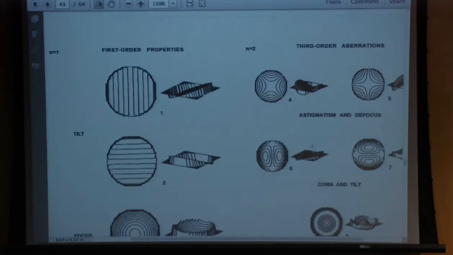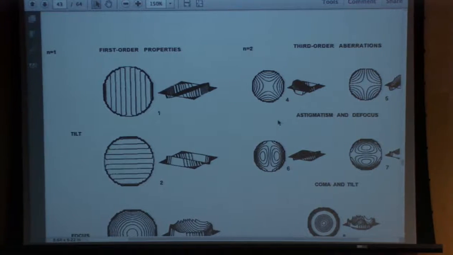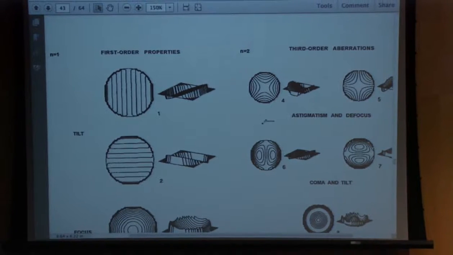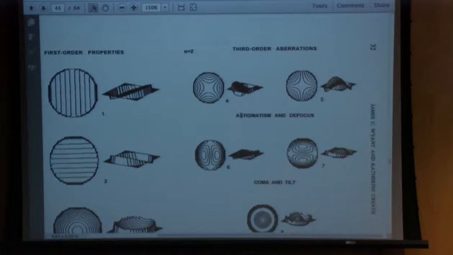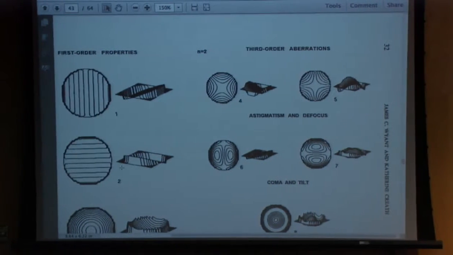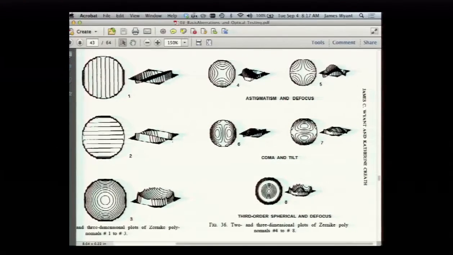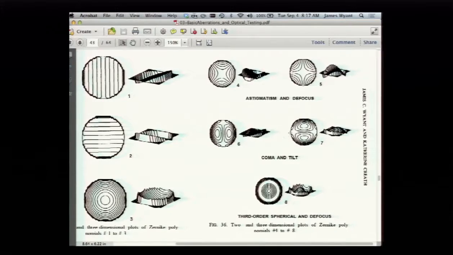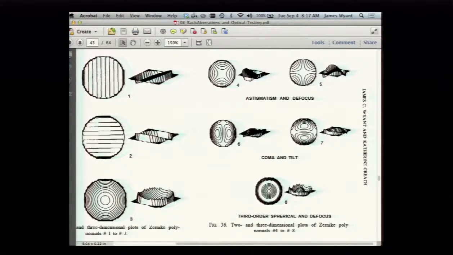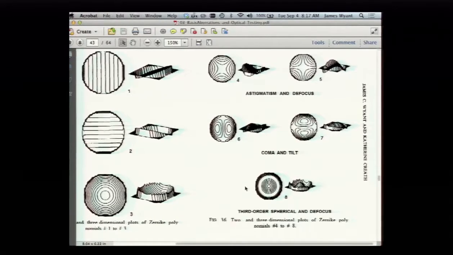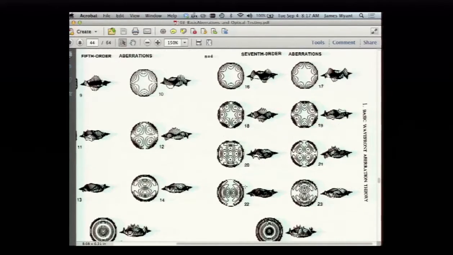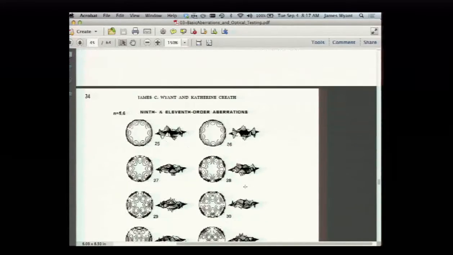So we have some pictures here of what the different terms look like. And so, the tilt terms, and then a curvature term, astigmatism and a defocus, coma and tilt, and third order spherical and defocus. And we could keep going down here if we wanted to look at all the higher order terms if you want.